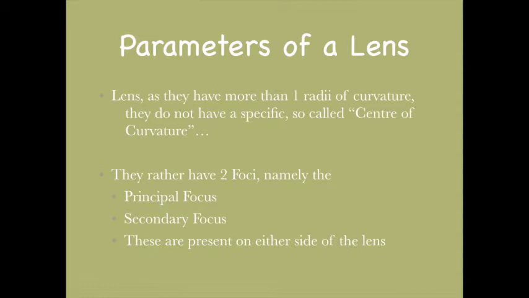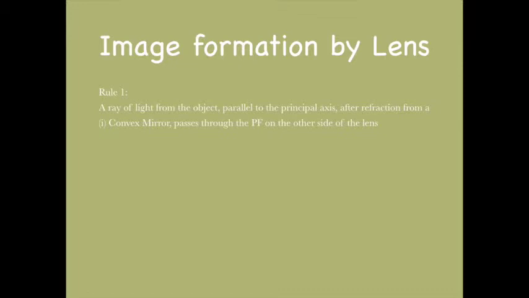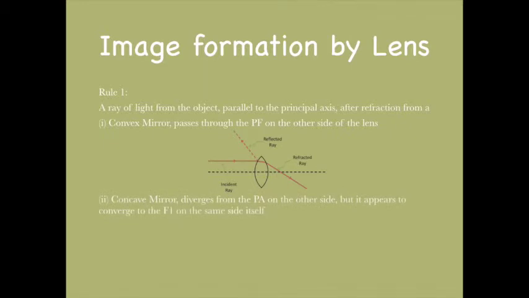Now let's study something interesting, which is the method of image formation by a lens. So let's directly start with rule number 1, which says that a ray of light coming from the object parallel to the principal axis, after refraction from a convex lens goes through the principal focus, and for a concave lens it diverges from the principal axis on the other side, but it appears to come from F1 on the same side itself. Have a look at the diagram, please.